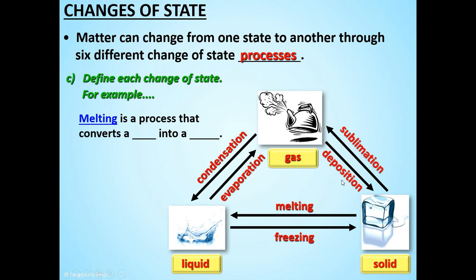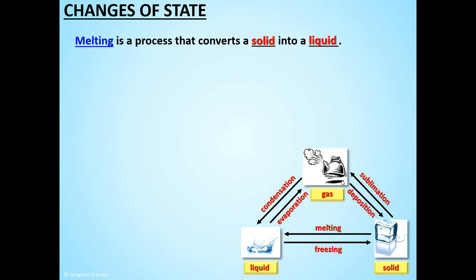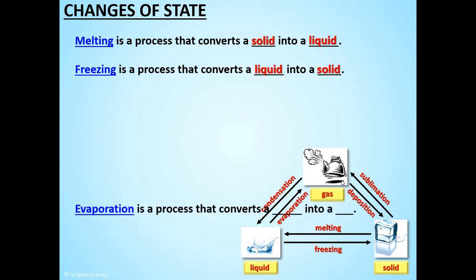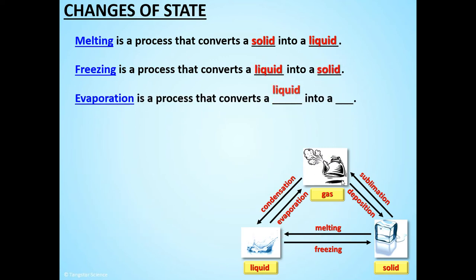Now, melting is a process that converts, remember, a solid into a liquid. So now, do you remember the rest? Remember, freezing is a process that converts what? A liquid into a solid. Evaporation is a process that's going to convert a liquid into what?